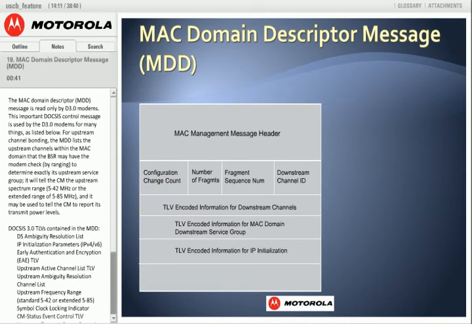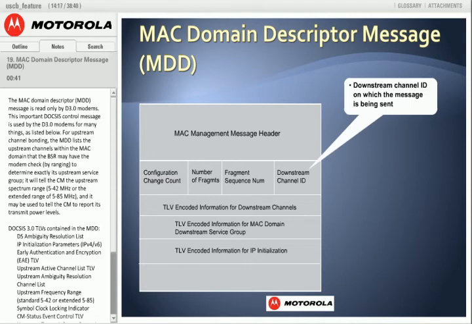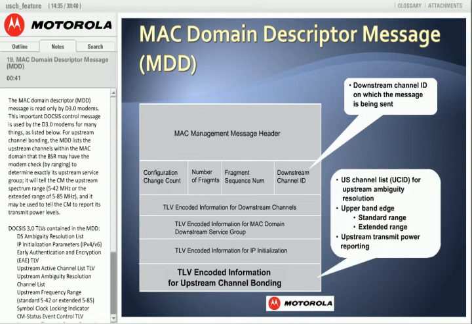MAC domain descriptor message. The MAC domain descriptor message is read only by DOCSIS 3.0 modems. This important DOCSIS control message is used by the DOCSIS 3.0 modems for many things, as listed below. For upstream channel bonding, the MDD lists the upstream channels within the MAC domain that the BSR may have the modem check by ranging to determine exactly its upstream service group. It will tell the cable modem the upstream spectrum range, extended or standard, and it may be used to tell the cable modem to report its transmit power levels.